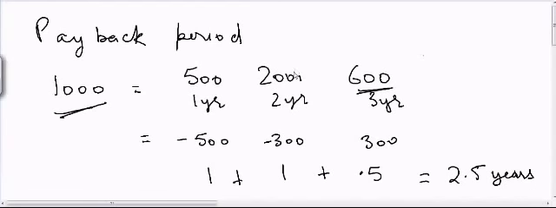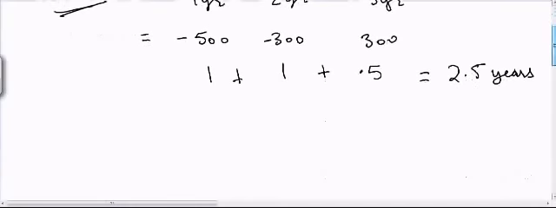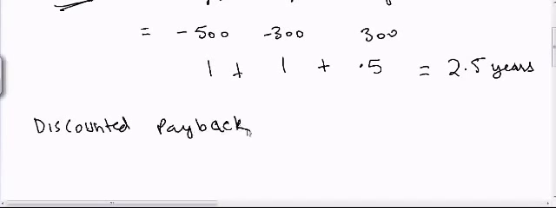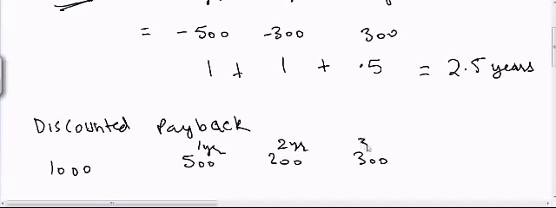Okay. Now the second definition is the discounted payback period. So in case of discounted payback, we will use the same case. Like we have a $1,000 investment, and then we have 500, 200, and 300 coming back in the next 3 years.